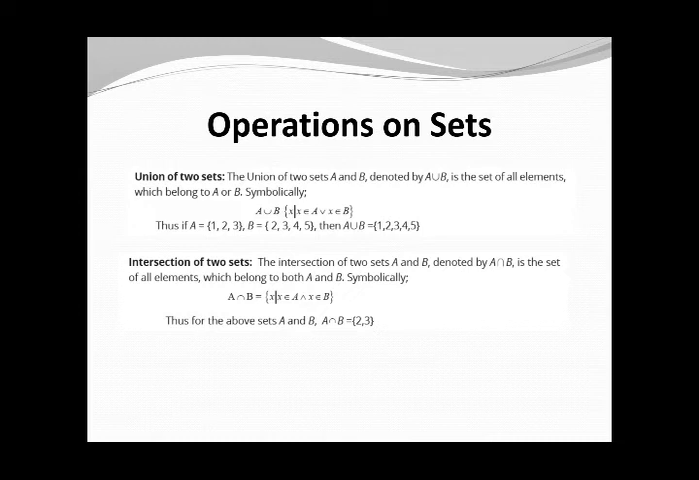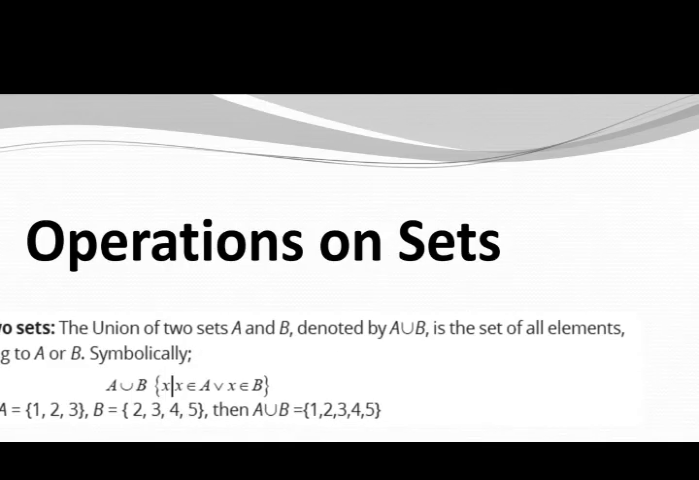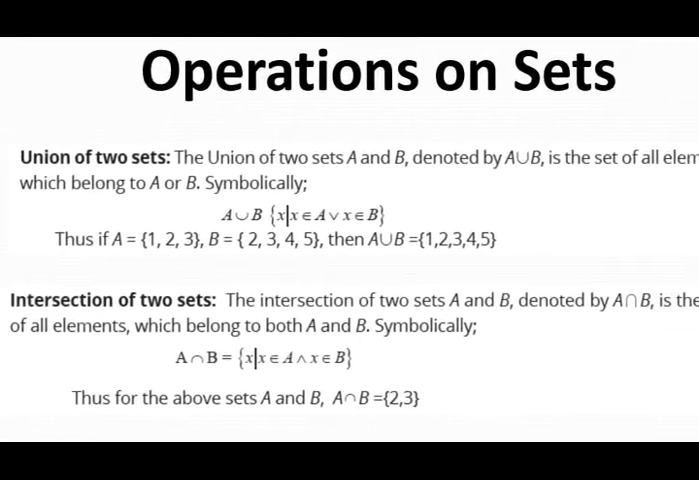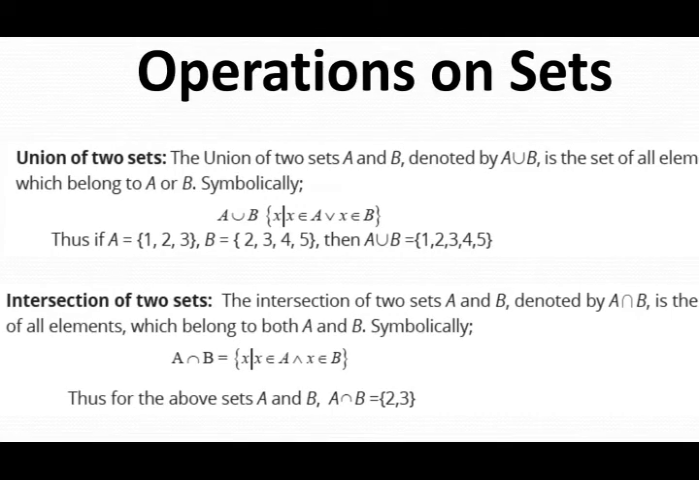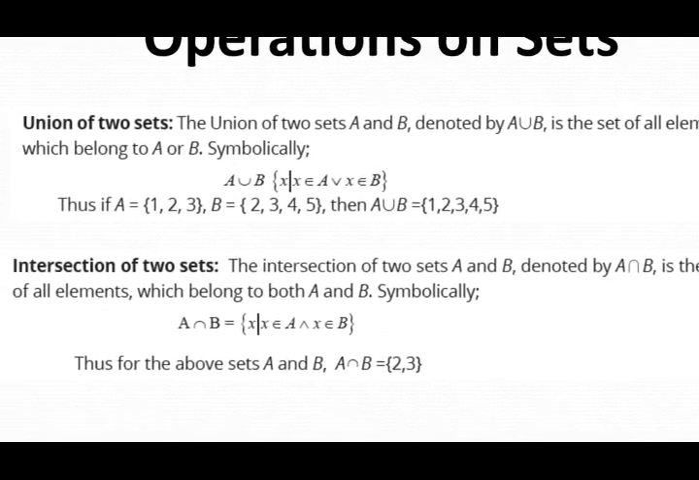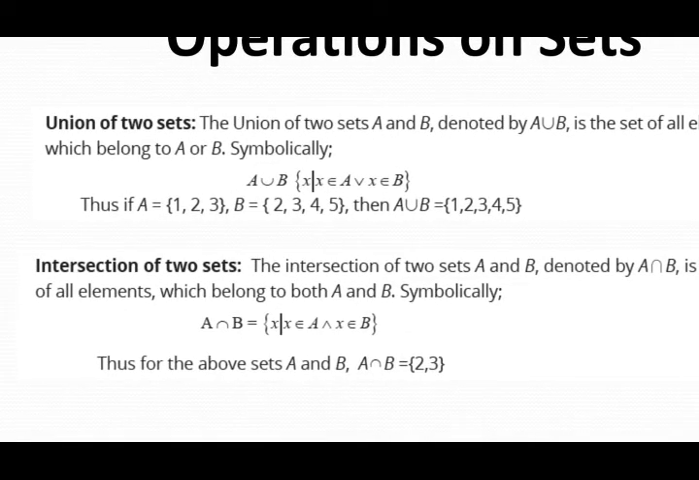First of all, union of two sets. Do you have two sets A and B? Then union is denoted by A union B, the set of all elements which belong to A or B. Symbolically we write A union B is equal to {x such that x belongs to A or x belongs to B}. And this is an example, all elements written in union.